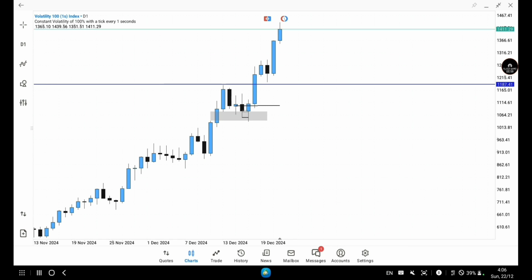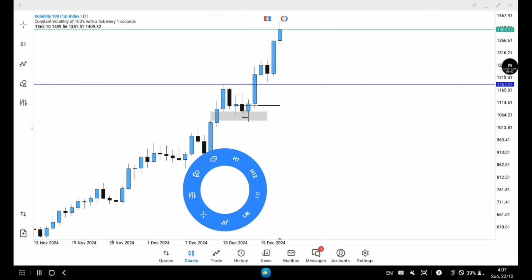You can clearly see that I marked the open of the new week here, which is on 15th of December, and price then dropped into this fair value gap below, a 3 candle pattern, and price then came back and tapped the fair value gap and respected it towards external range liquidity. So let's drop to the 1 hour time frame to look for entries.